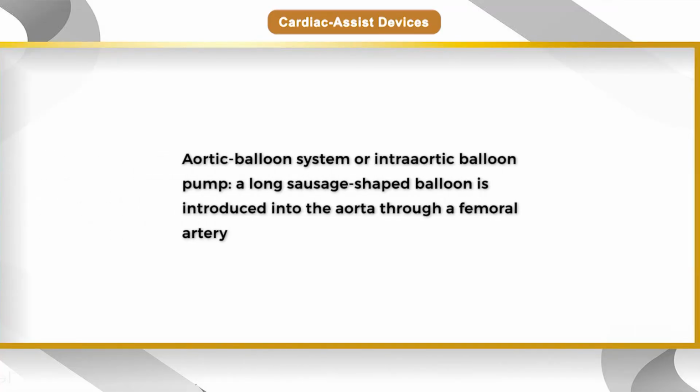Cardiac assist device. Basically this device is used for the therapy of cardiac arrest. The first device is the aortic balloon system or intra-aortic balloon pump. A long sausage shaped balloon is introduced into the aorta through a femoral artery. Operation is controlled by sophisticated electronics using ECG and pressure signals. At ventricular contraction, the balloon collapses by suction.